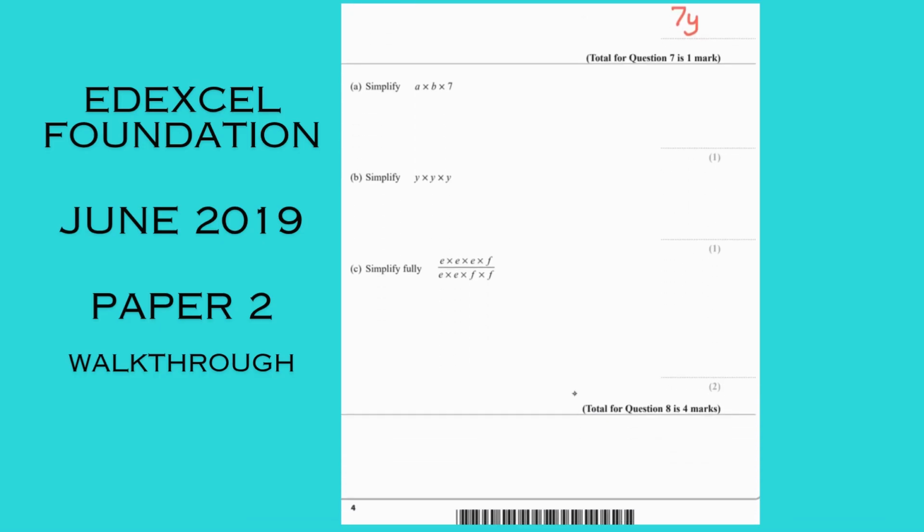Multiplying, don't forget, when you write your algebra, you can skip the multiplication sign, but they always want the number first. ba would be acceptable, but the 7 must go at the front. y times y times y, not 3y, it's y cubed. And when it comes to simplifying these, one off the top, one off the bottom, top and bottom, top and bottom. So you just end up with an e on the top and an f on the bottom.